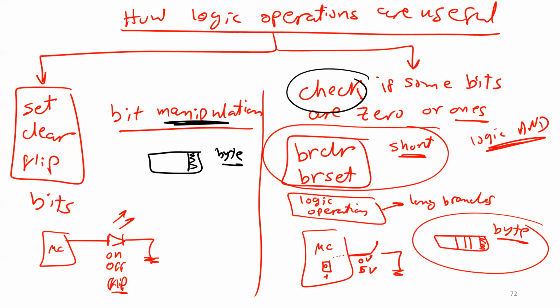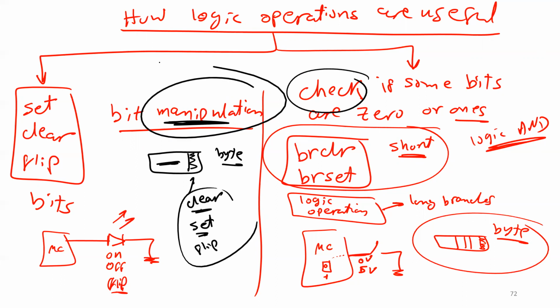So here I'm going to select 1 bit, and this bit I want to clear and don't change the other bits. So I have a byte. I want to clear 1 bit and don't change the other bits. Is that okay? 1 bit or more. Or I want to set this bit and don't change the other ones. Or I want to flip this bit. That's what I mean by bit manipulation. So bit manipulation means you have a byte and you want to manipulate some bits. And manipulate here means you want to set, clear, or flip some bits.